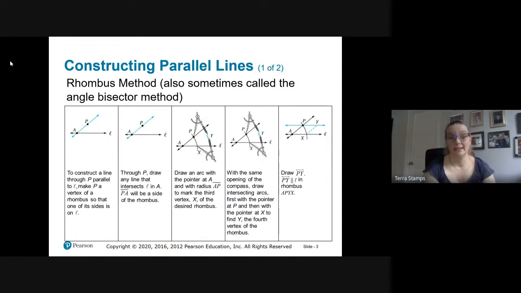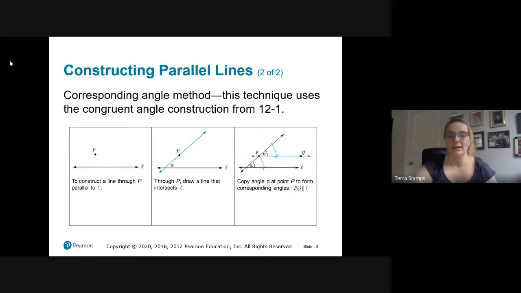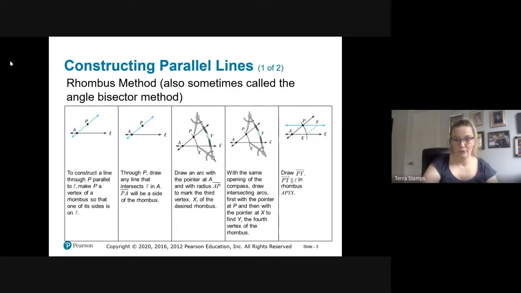Constructing parallel lines. We have two different methods for this. We have the rhombus method, then on the next one we have the corresponding angle method. It really is going to come down to whichever technique you prefer. I tend to prefer the rhombus method, sometimes called the angle bisector method. I don't particularly like the corresponding angle method. I think it's a little too complicated, but if that's what speaks to you, then that's what you got to use. Okay, so constructing parallel lines.